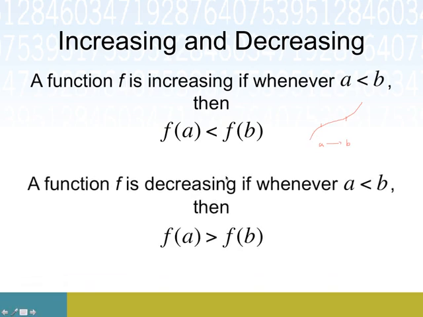Okay, and then similarly decreasing, we're still moving to the right, so we still want to have rightward motion, but instead we've got a graph that's falling. So if we pick some inputs, a and b, and the output on the right side is lower, that is f of b is smaller than f of a, then we've got a decreasing function. Okay, so this is us falling from there to there consistently.